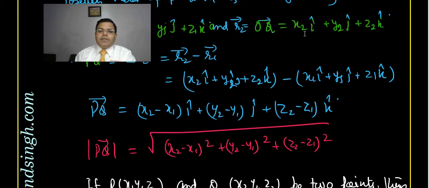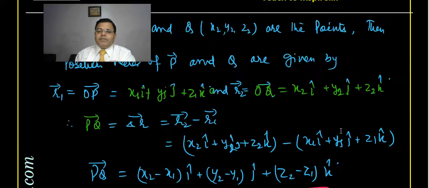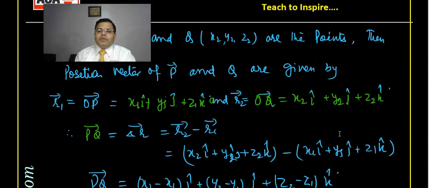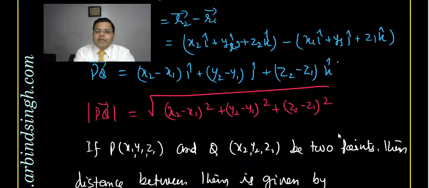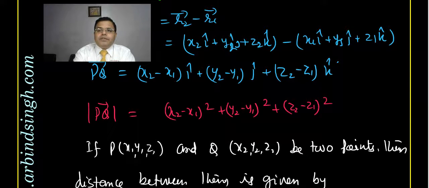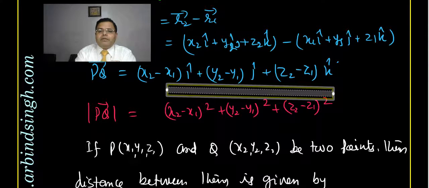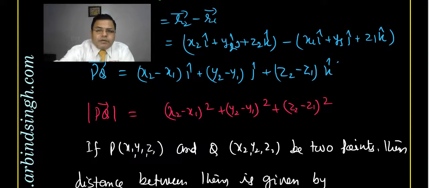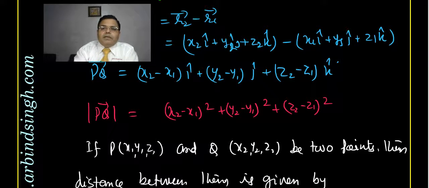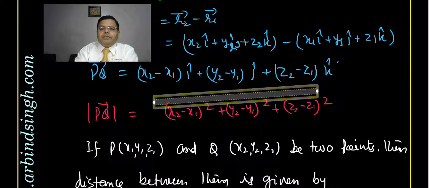Similarly, what we have learned is that the modulus of a vector is the square root of the coefficient of i whole square plus coefficient of j whole square plus coefficient of k whole square. So here it will be x2 minus x1 whole square, plus y2 minus y1 whole square, plus z2 minus z1 whole square, all under root. I hope you got it right now.